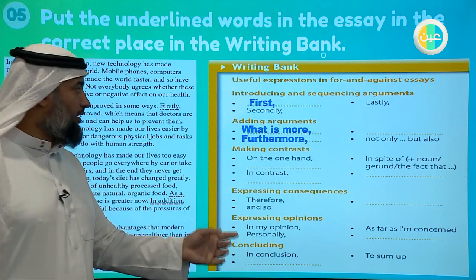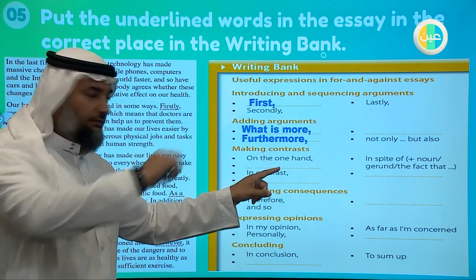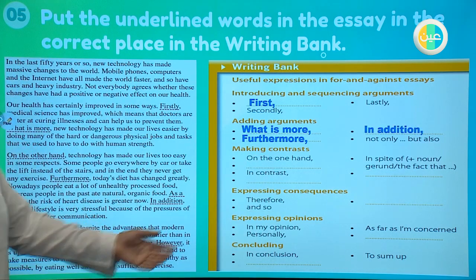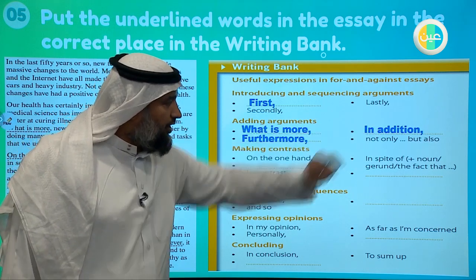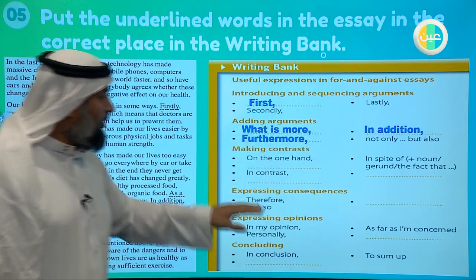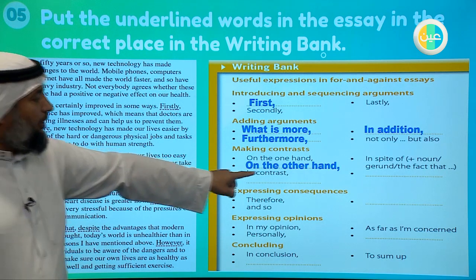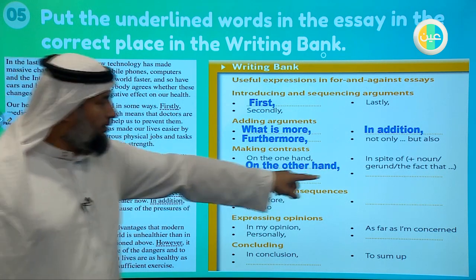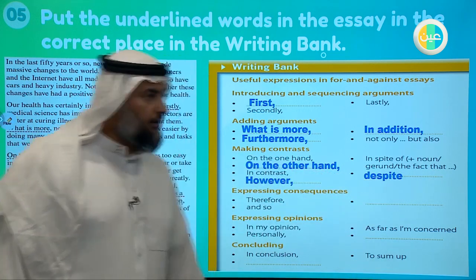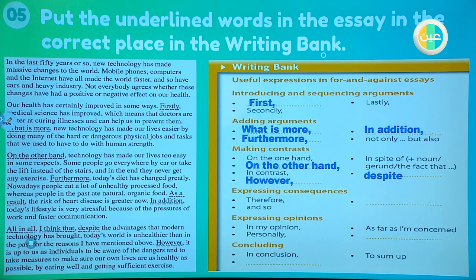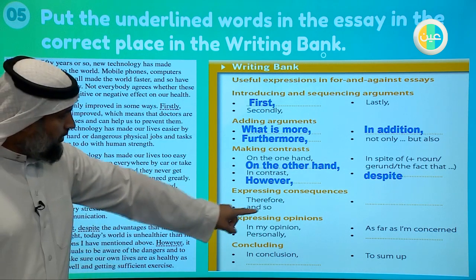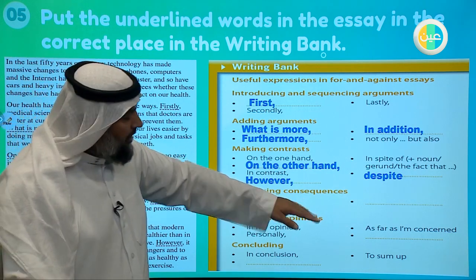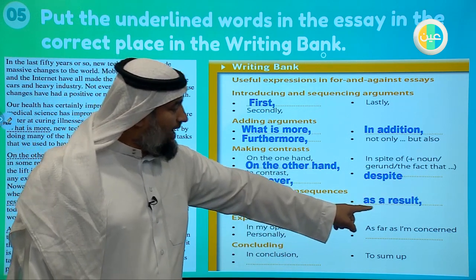Okay, what about making contrast? Making two sides. Making contrast. On the other hand, in contrast. Okay, I'm sorry, this one, in addition, we forgot this one, in addition, بالإضافة إلى ذلك. Okay, in this one we say, on the other hand, it's the same, however, and despite. Now, this one, we have one missing here, so we say, expresses consequence, okay, the result. As a result.